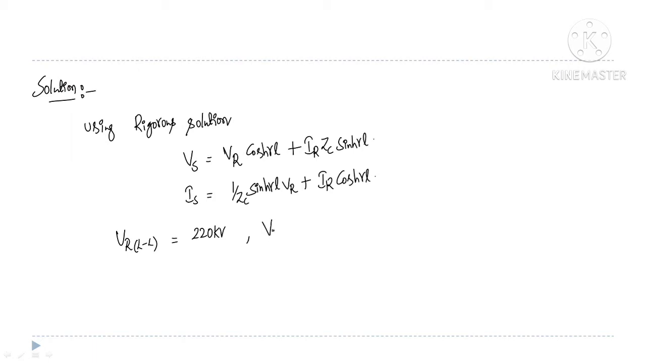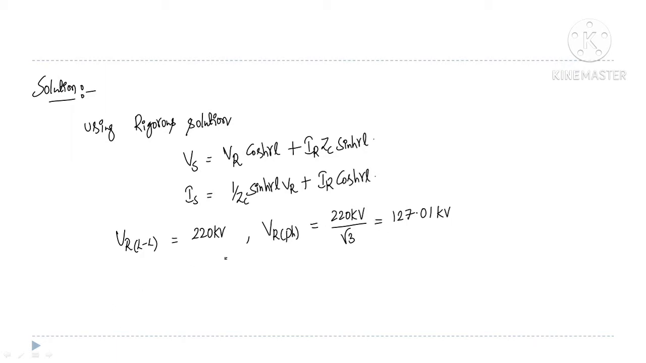Now, how can I find the receiving end phase voltage? The line voltage divided by root 3 will give you the receiving end phase voltage. So 220 kV by root 3 is 127.01 kilovolts. If you find 220 by root 3, you will get this value. This is one thing which we can find.